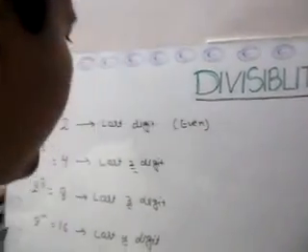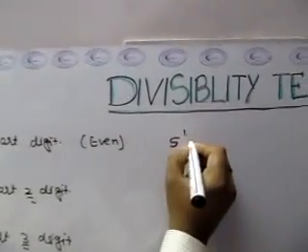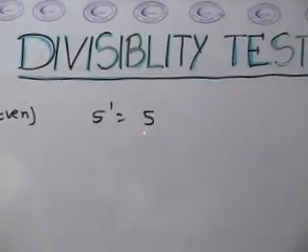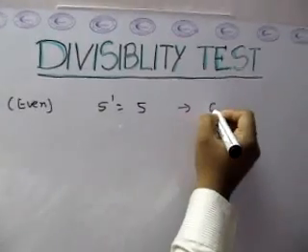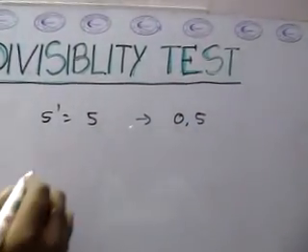For 5 we check again. 5 to the power 1 is equal to 5. Hence divisibility test of 5 is last digit. If last digit of a number is 0 or 5, then number is divisible by 5.